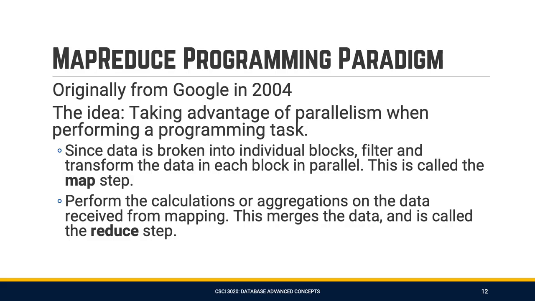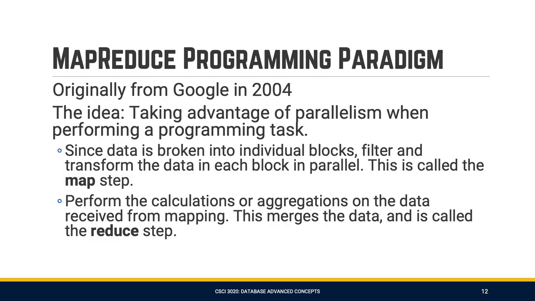So the data in HDFS in Hadoop or the data in a Google file system is broken up into blocks or chunks. So the idea is to first filter that data and transform it inside each node or each block and do this step in parallel. So this is called the map step. And so that's all you're doing is filtering on each individual node level and doing the map there.